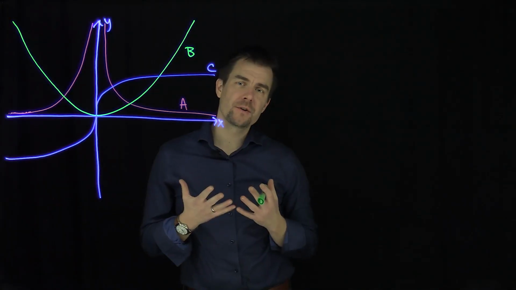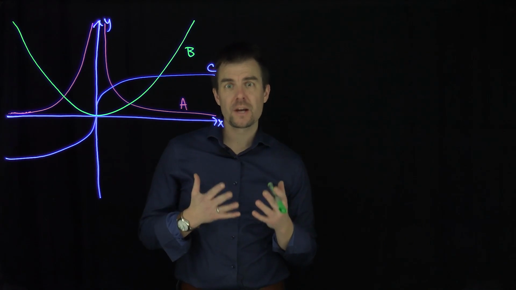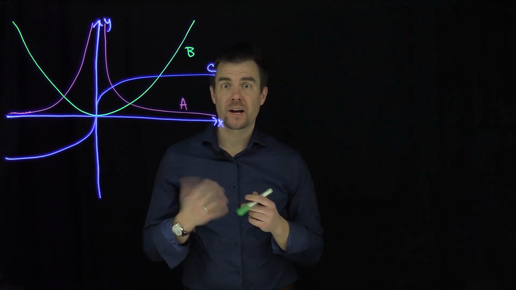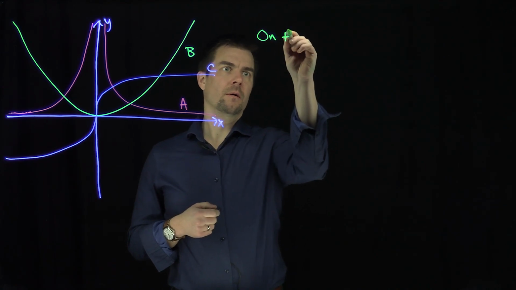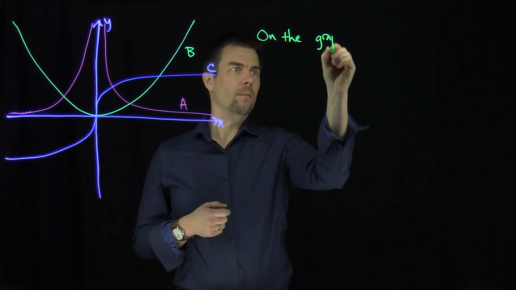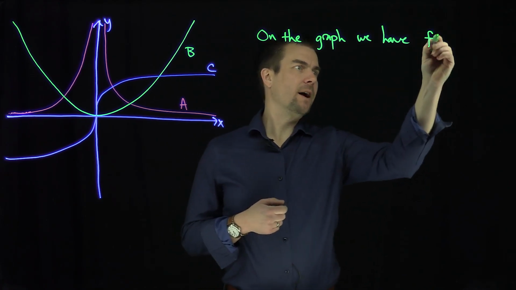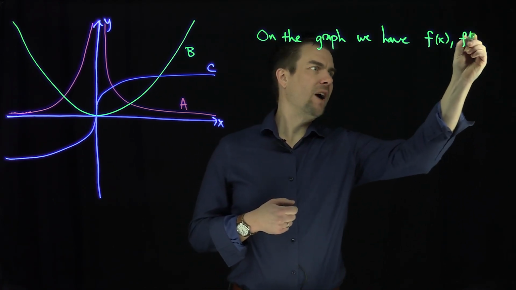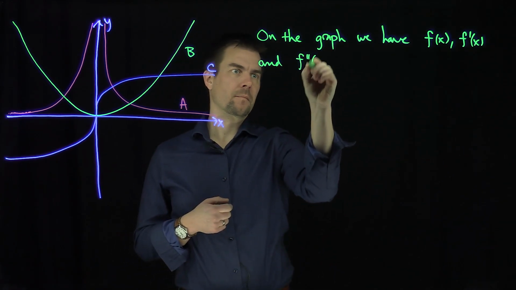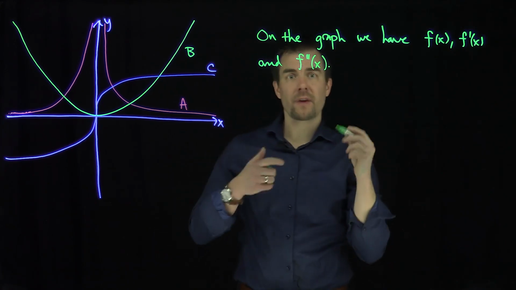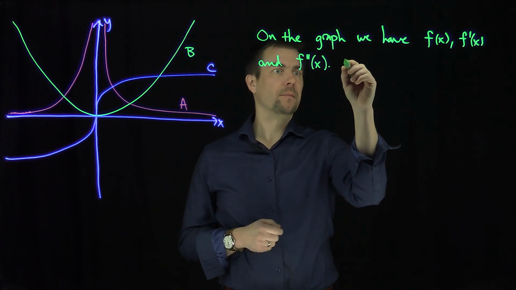Hello students, in this video we'll see an example of figuring out which of three functions is a function, which is the derivative, and which is the second derivative. So in this graph, we have f of x, f prime of x, and f double prime of x. Which of A, B, and C match to f, f prime, and f double prime?